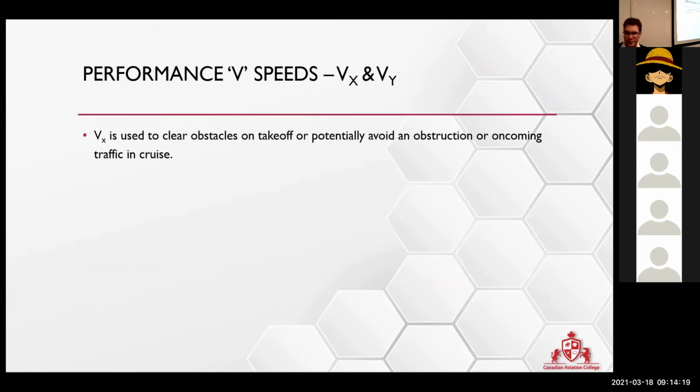Vx is used to clear obstacles on takeoff or potentially avoid them. I mean, we already wrote it down. If you didn't write it down, then just ensure you do. All right. Vx is used to clear the obstacles on takeoff, and Vy is to maximize efficiency, getting to your altitude faster.